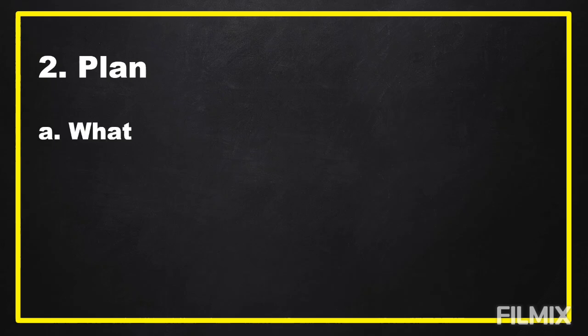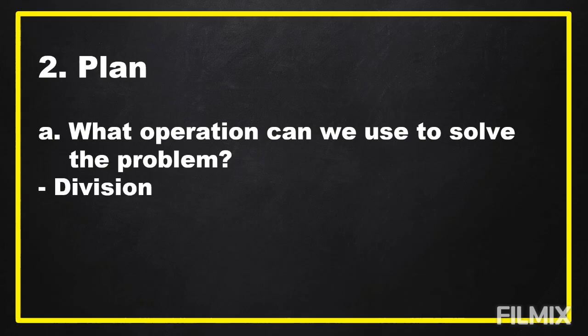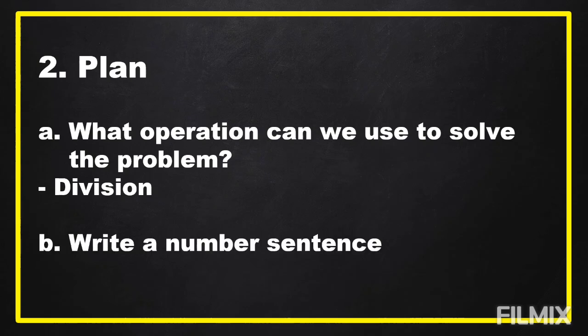After we know what is asked in the problem and what are the given facts in the problem, the next step is we're going to make a plan. Under planning, we should know what operation we can use to solve the problem. In our problem for today, we're going to use division. Then, write a number sentence. Our number sentence is 500 divided by 1/2 is equal to n.